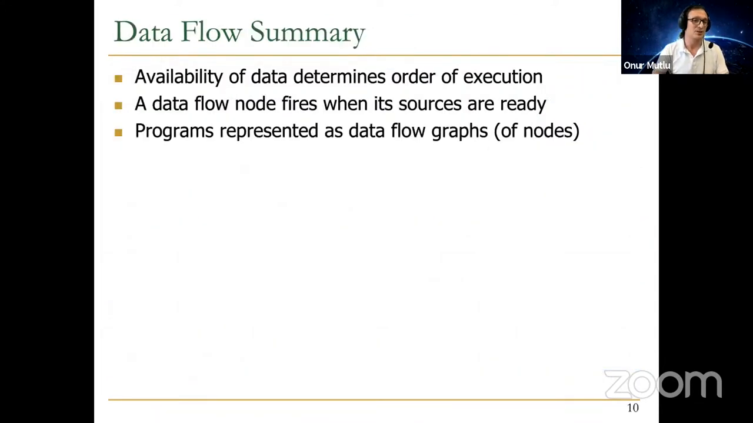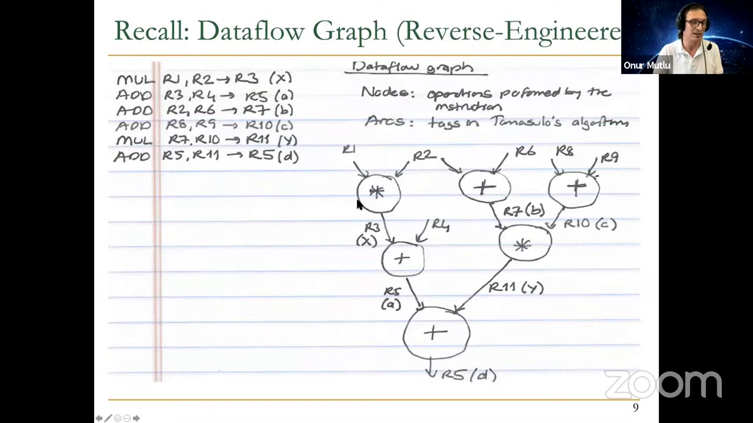Okay, so data flow. To summarize the data flow paradigm, as we discussed, availability of data determines order of execution. Essentially, there is no centralized control sequencing that happens. There's no program counter, as we discussed earlier. But basically, at the core of an out-of-order engine, the availability of your source operands determines whether the instruction can execute. And you can think of the instruction as the data flow node, which we did. You can look at the slide, for example.